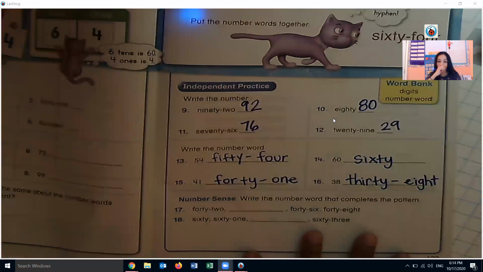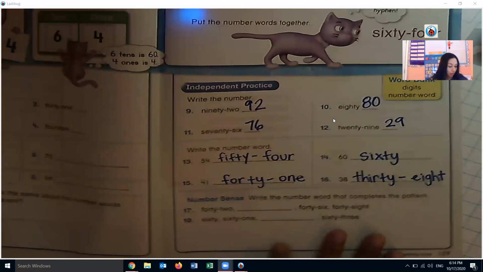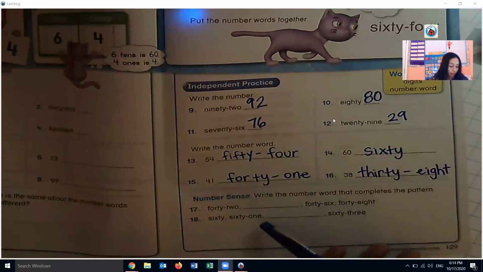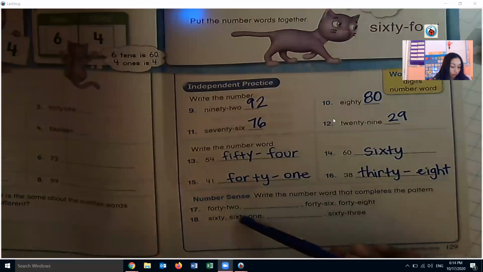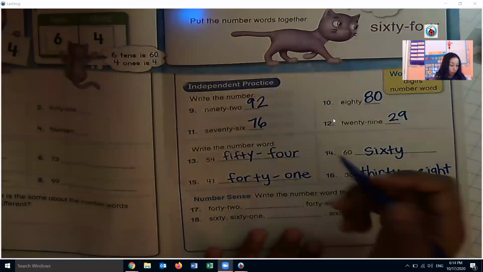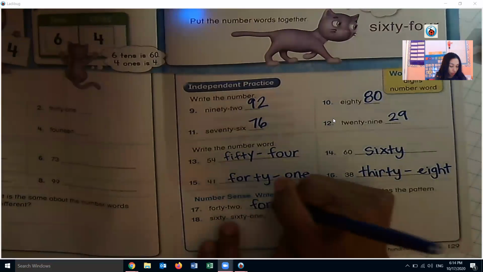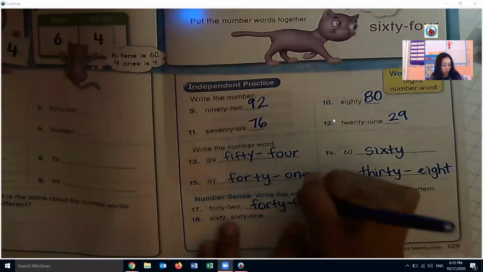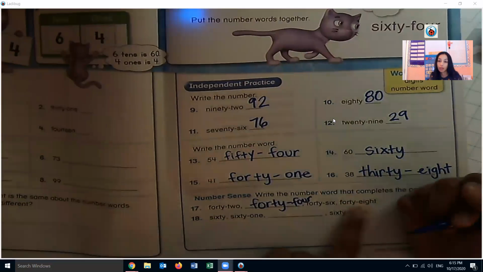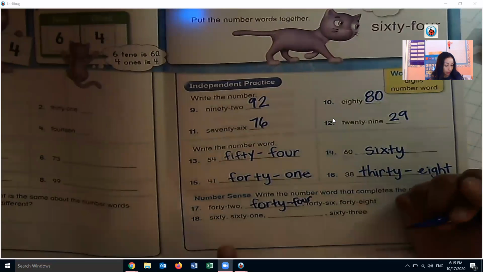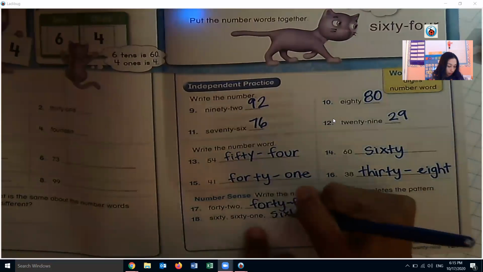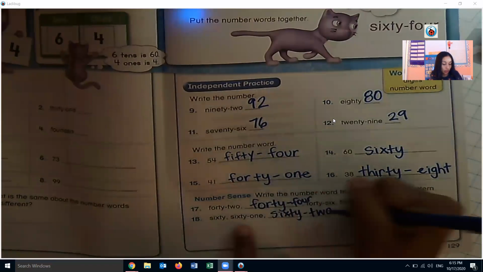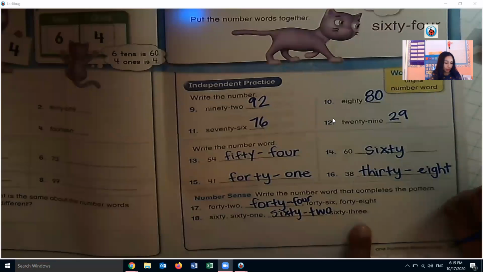Okay. The next piece, write the number word that completes the pattern. So we're going to read the number words and write down a number word that completes that pattern. So we have 42, 46, 48. So I need 44 because it's counting by 2s. So we have now 42, 44, 46, 48. It's every other number. Here we have 60, 61, 63. It looks like this one's just going by 1. So I'm going to write 62. 60, 61, 62, 63.